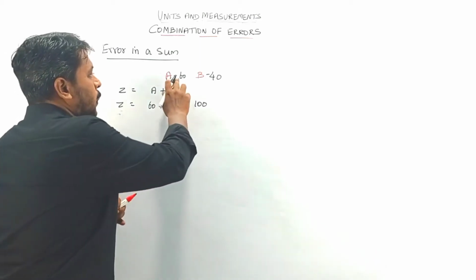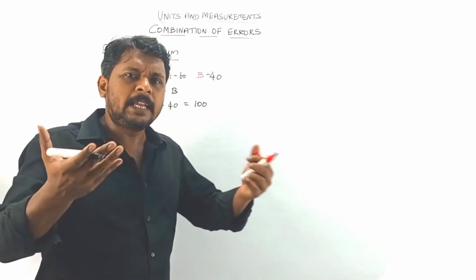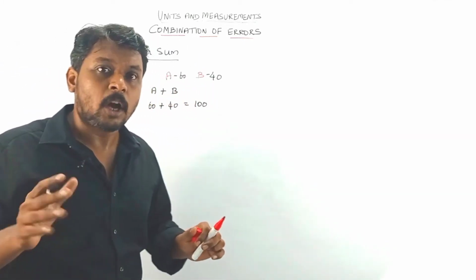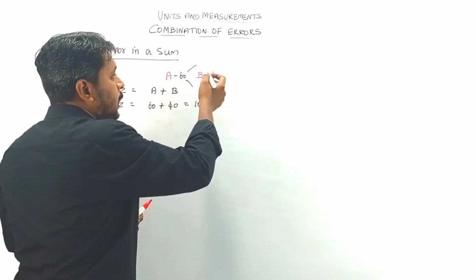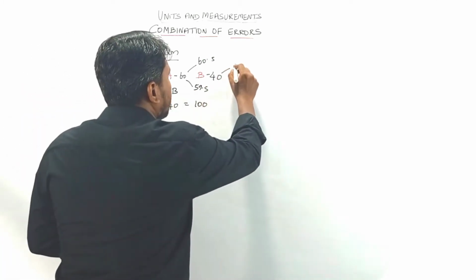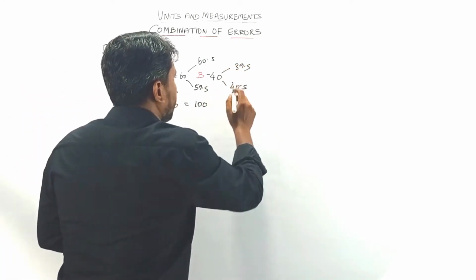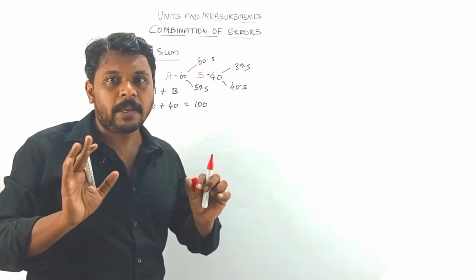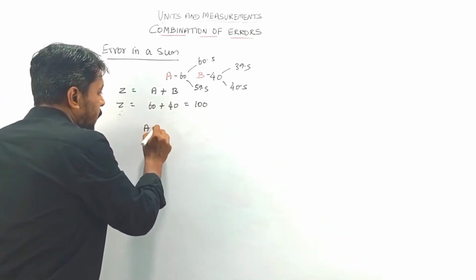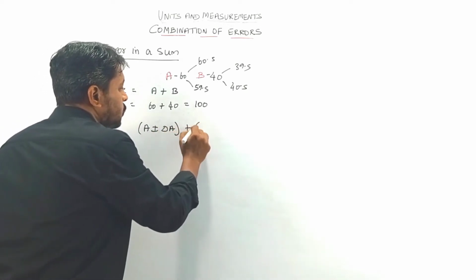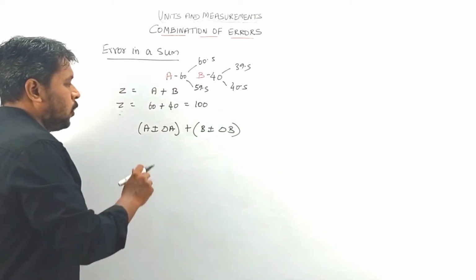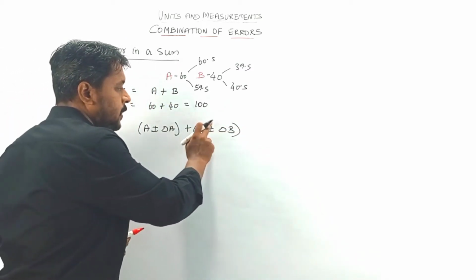What happens when I am measuring the value of A and B, if I am getting error? These are the true values. When I am measuring the value of A and B, if I am getting some error, how will you represent it? For example, the value of A with error is represented as 60.5 and 59.5, and for the value of B, 39.5 and 40.5. I am taking the value of error as plus or minus 0.5. So A is represented as A plus or minus delta A. Similarly, B is represented as B plus or minus delta B. Delta A is the error in A, delta B is the error in B.